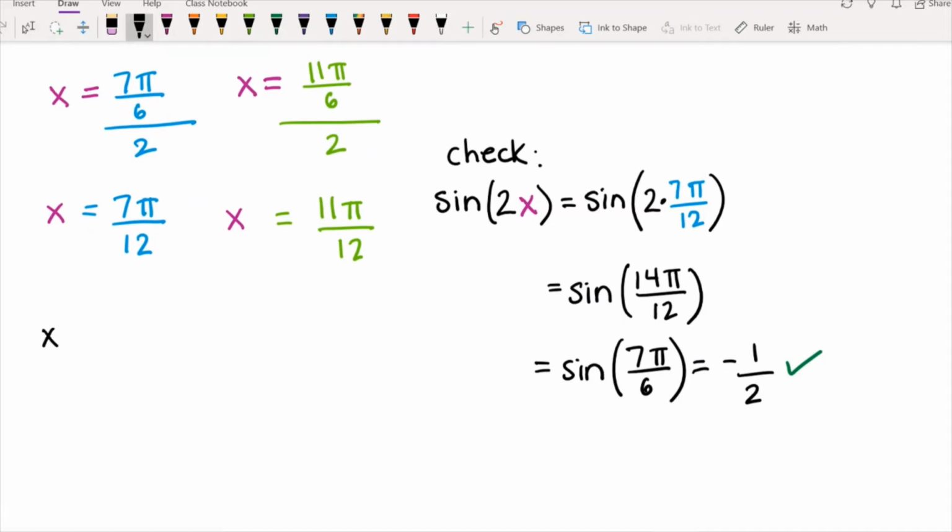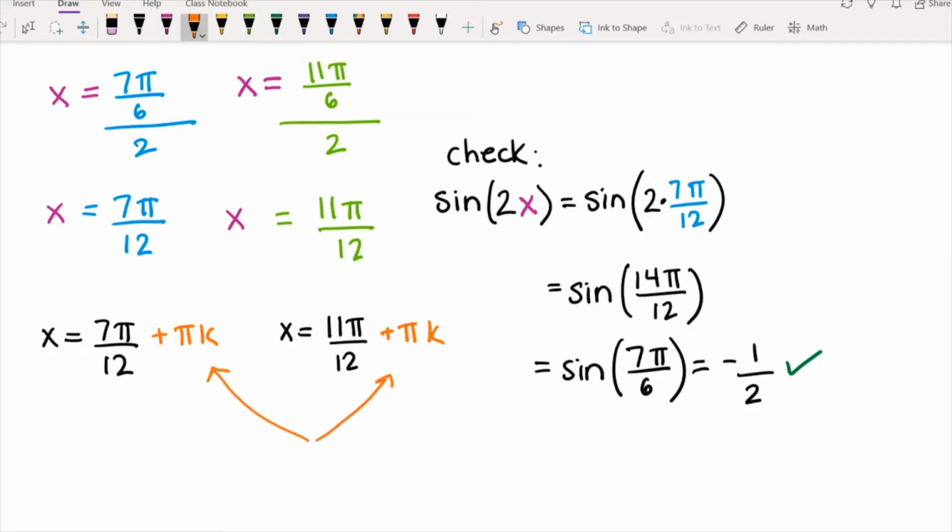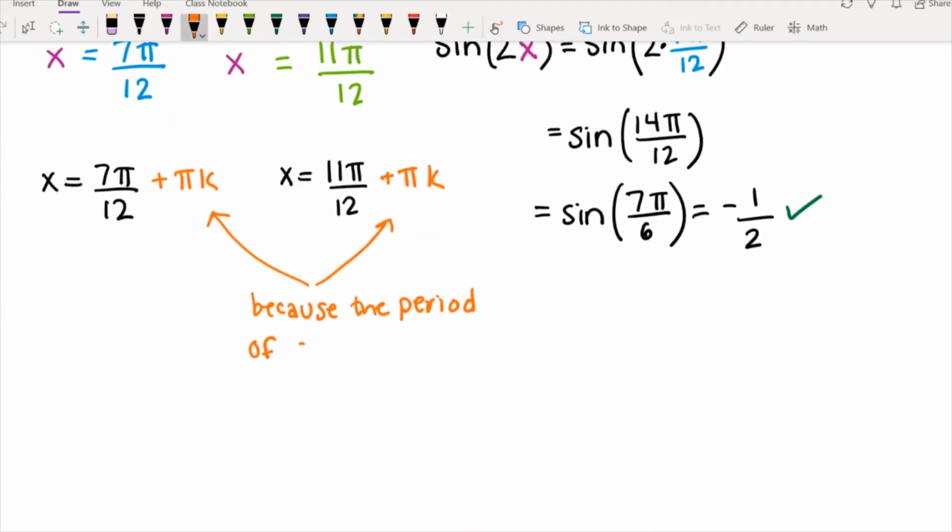And so when we go to describe all solutions, we're going to end up saying x is equal to 7 pi over 12 plus pi k, and x is equal to 11 pi over 12 plus pi k. So where does this pi k come from again? It's because the period of sine of 2x, because that's what we're really focusing on here, is pi and not 2 pi.